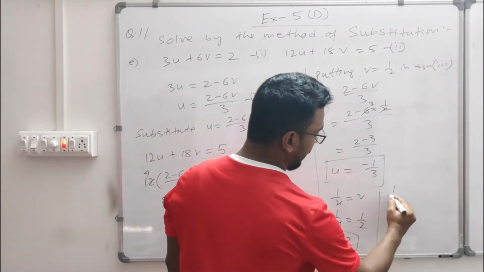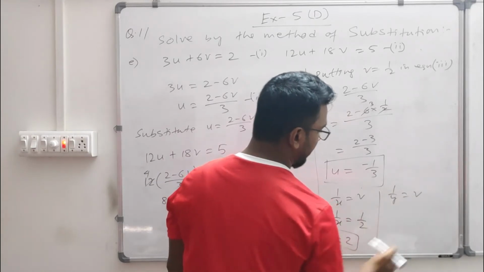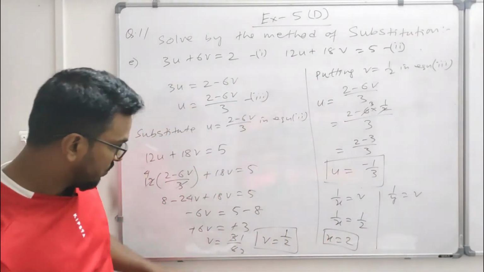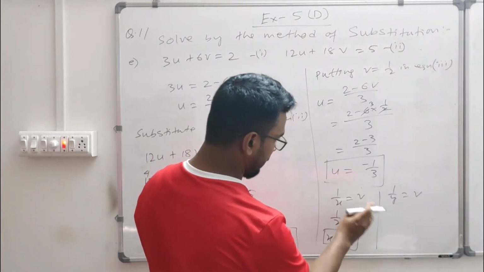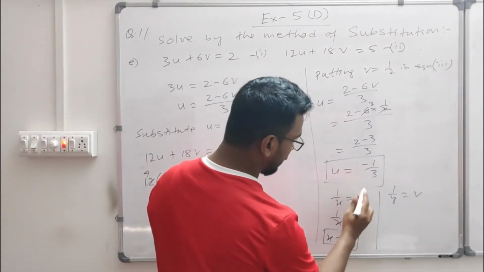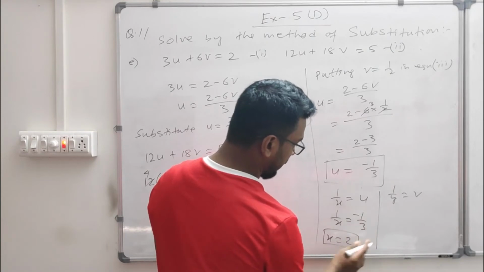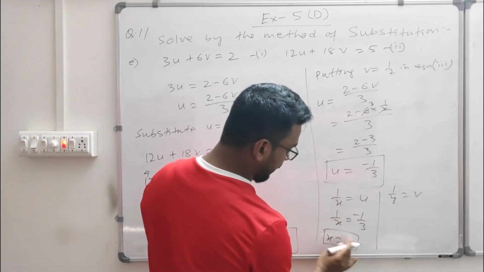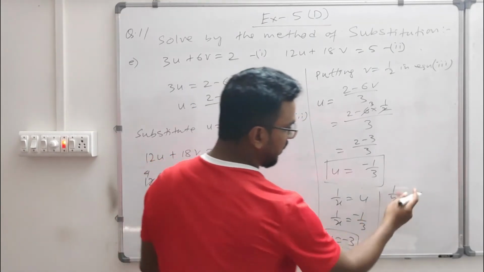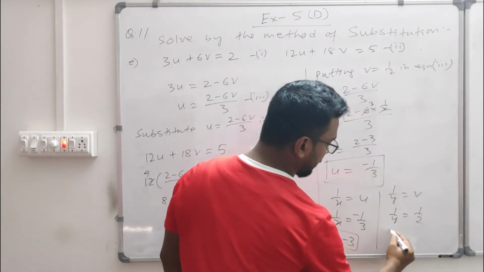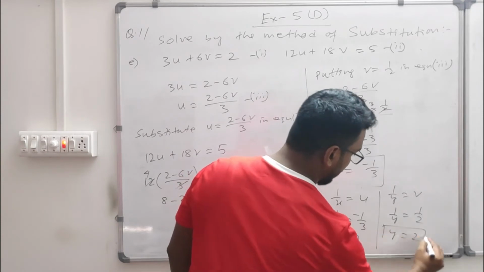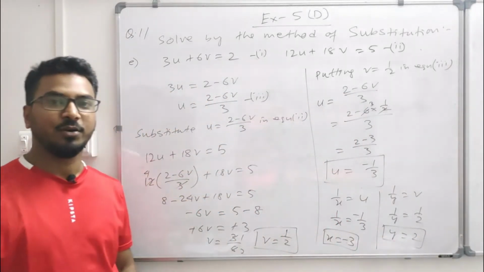Similarly 1 by y is equal to u, right? Oh sorry, v is 1 by 2, right? So this is u, so this will become minus 1 by 3. So if you cross multiply, it will become minus 3. Similarly for this, 1 by y equals 1 by 2. So if you cross multiply, y equals 2. That will be the value of x and y.